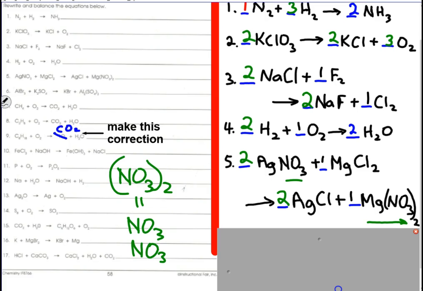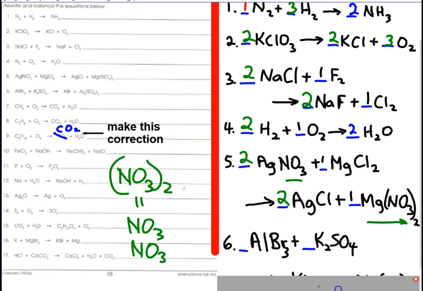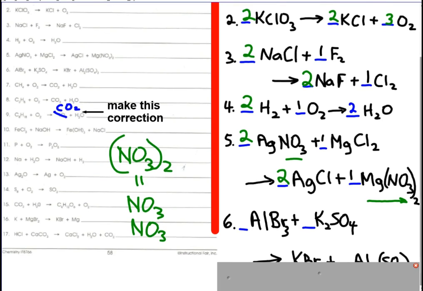Okay, 1 more. Here, let's see if we can get this to go down. Okay, great. There we go, our last problem that we're going to have time for today. Aluminum bromide with potassium sulfate makes potassium bromide on the right side of the equation and aluminum sulfate. Look at this. You got that 3 out there. What does that mean? How many sulfurs and oxygens? 3 times 4 is 12.